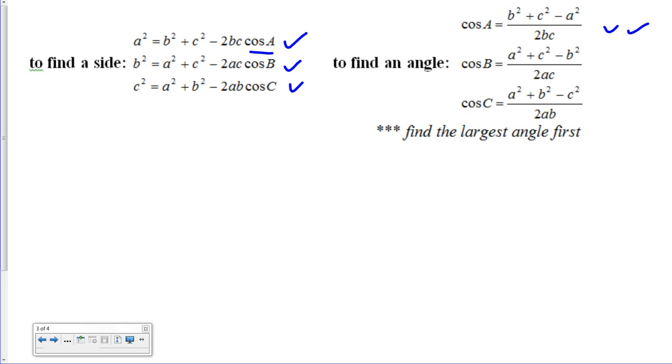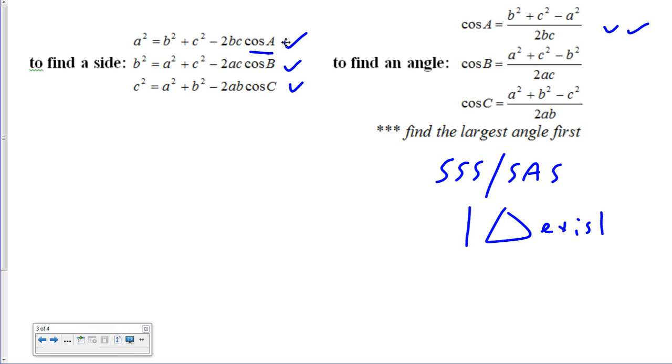Now, the other thing that you know about cosine is that when you use your calculator, you're either going to get an acute angle or an obtuse angle, and that is going to be the angle that you get. You're not going to need to consider a second case. It's always one case when you're dealing with the law of cosines. You cannot draw two triangles when you have a side, side, side, or a side, angle, side case. Only one triangle exists.